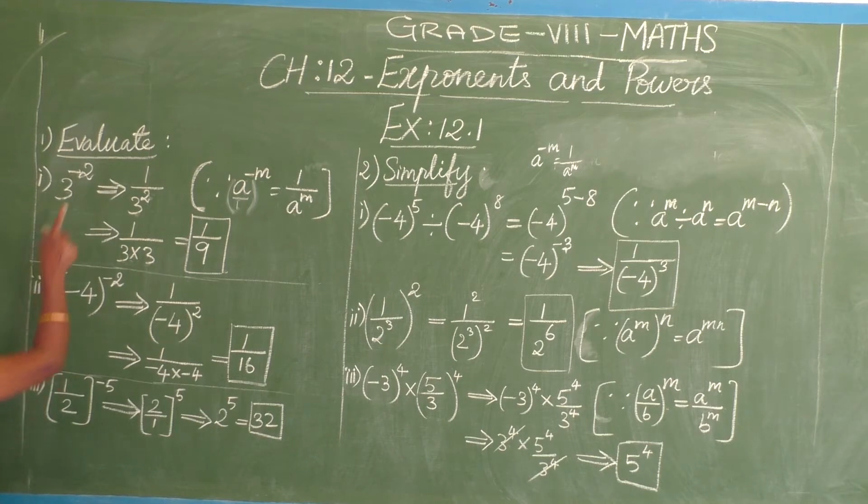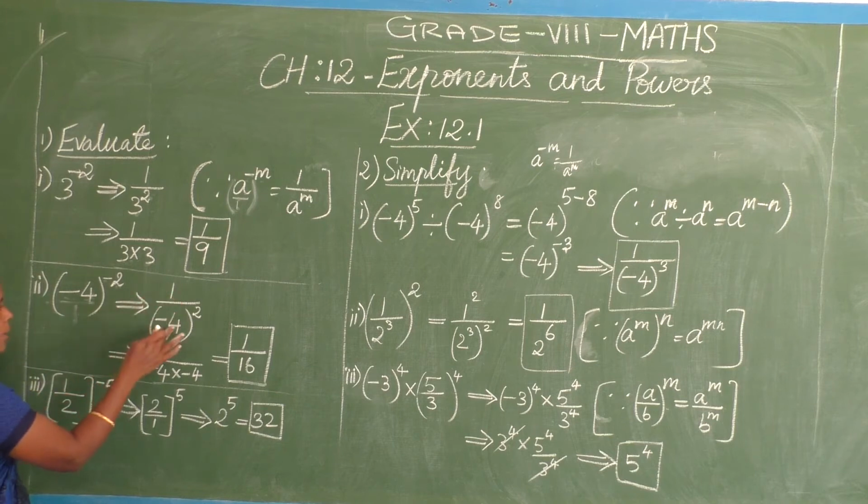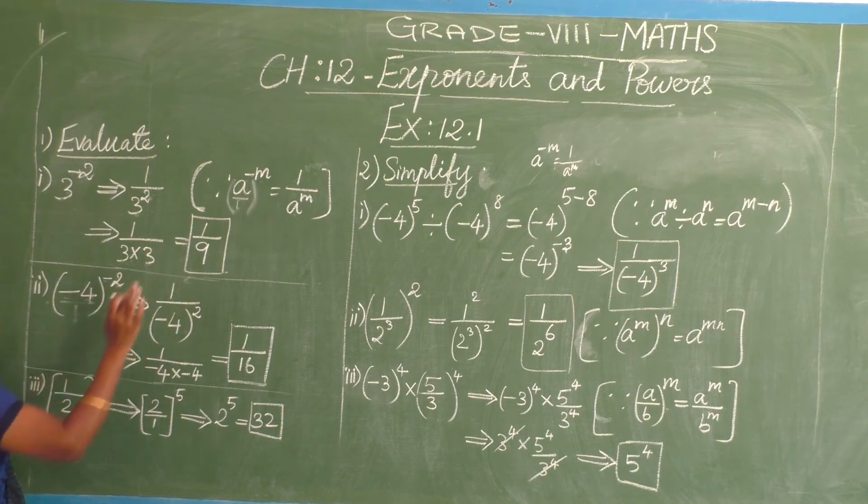Second question, evaluate minus 4 the whole power minus 2. Here base is minus 4. Exponent is negative exponent. That means power is minus 2. How do you change this minus into plus by reciprocal? Minus 4 can be written as minus 4 by 1. If you reciprocal, how comes 1 by minus 4? While reciprocaling, this minus becomes plus. 1 square, no need. So 1 only coming in numerator.